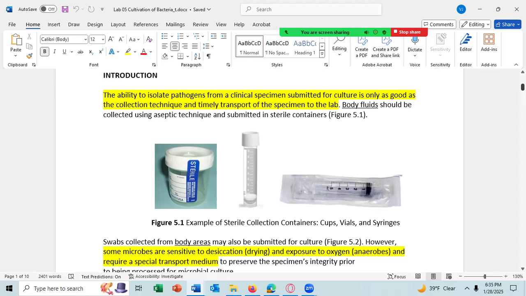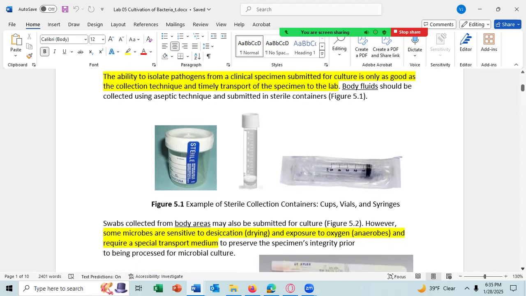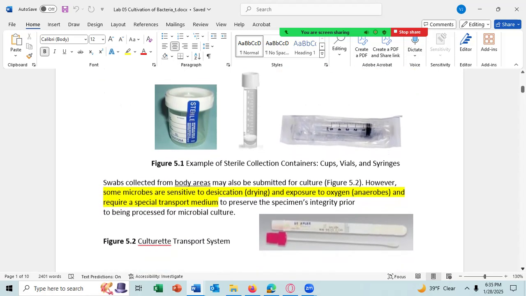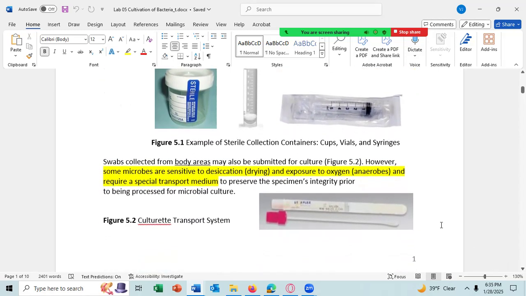All right, the ability to isolate pathogens from a clinical specimen submitted for culture is only as good as the collection technique and the timely transport of the specimen to the lab. Some microbes are sensitive to desiccation, meaning they'll dry out, and others are sensitive to exposure to oxygen. Most anaerobes are sensitive to exposure to oxygen and therefore require a special transport medium to keep the cells alive.